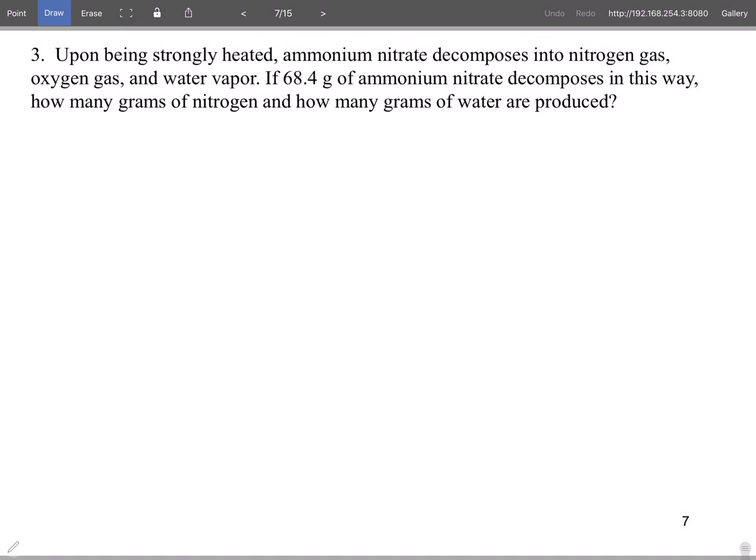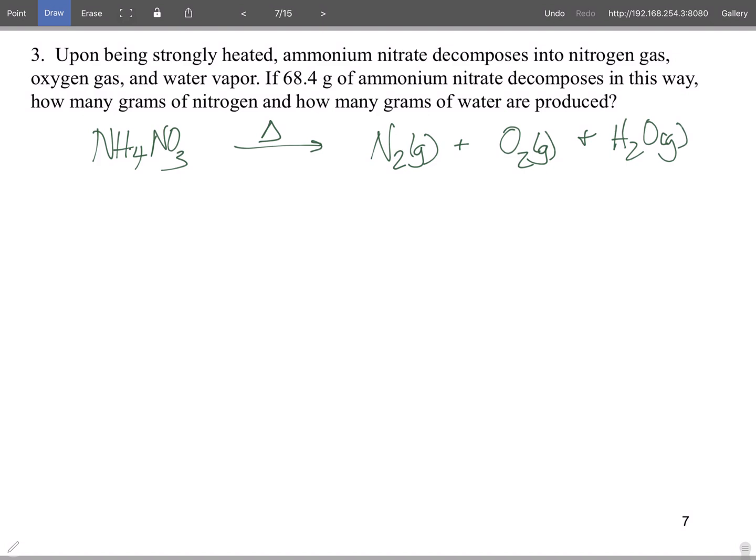Okay, upon being strongly heated, ammonium nitrate, so ammonium nitrate, when it's strongly heated, that's the delta, decomposes into nitrogen gas, oxygen gas, and water vapor, which is gas. If 68.4 grams, so this is solid, decomposes this way, how many grams of nitrogen and how many grams, not of O2, of water are produced?